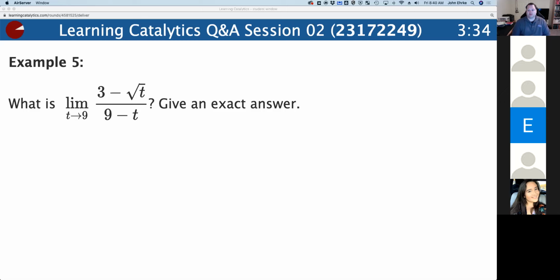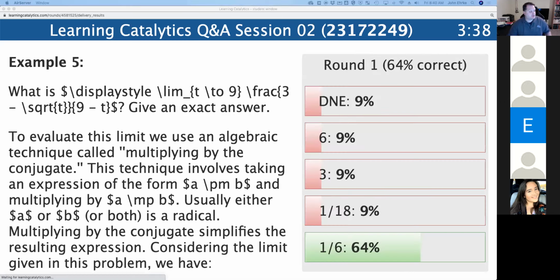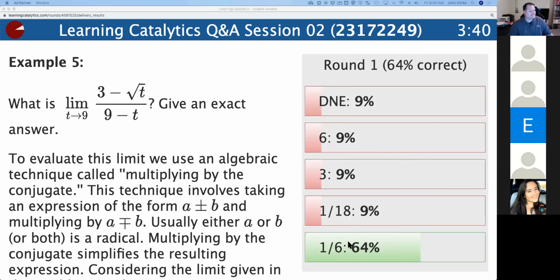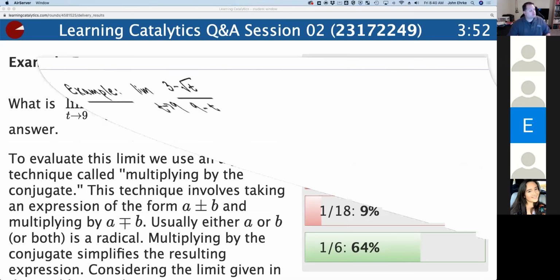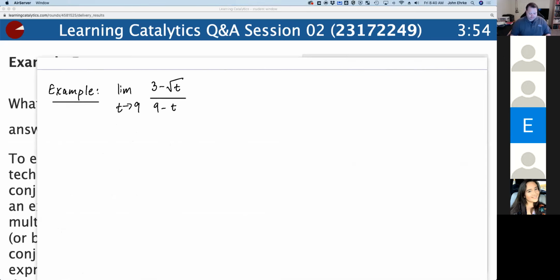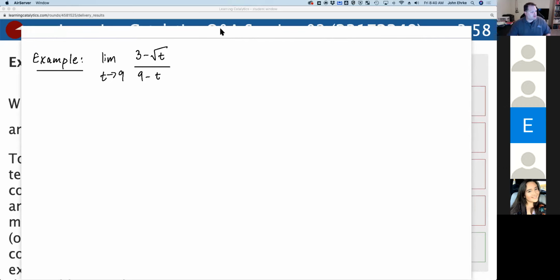All right. So here are the results. 1/6 is the correct answer. 64% of us got that. That's not too bad. These conjugate problems can be a little tricky. So let's take a look at it. I mentioned just a second ago, this is a conjugate problem.